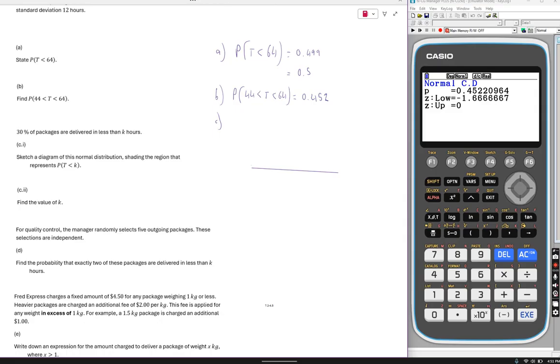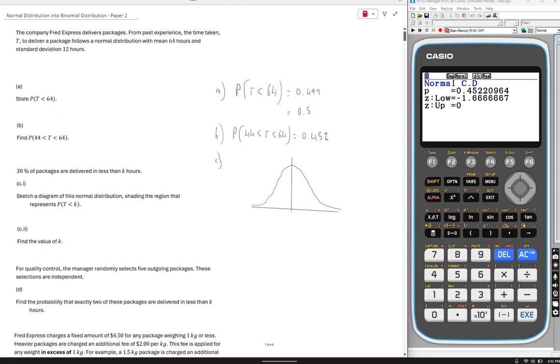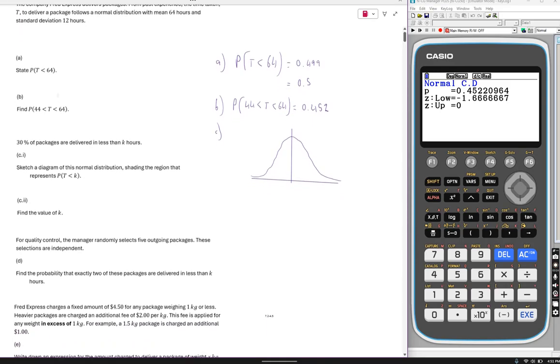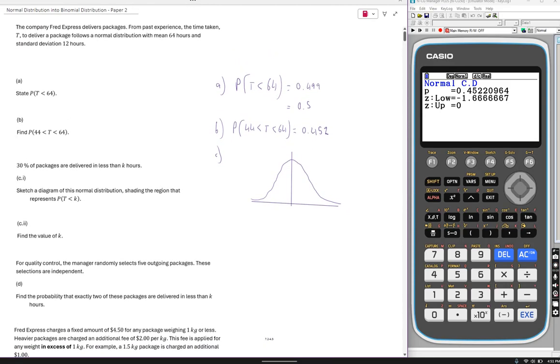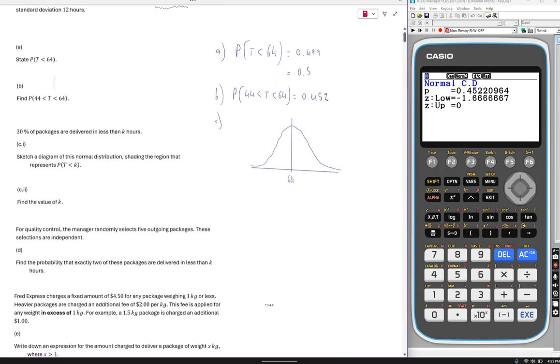You need, as best you can, a normal distribution. So a normal distribution looks something kind of similar to this. You want to try and make it as neat as possible. You need the mean, which is going to be straight up and down here. You need this value to be 64. Why? Because it says in the question, right at the top, that we have a mean of 64, so that needs to be 64.